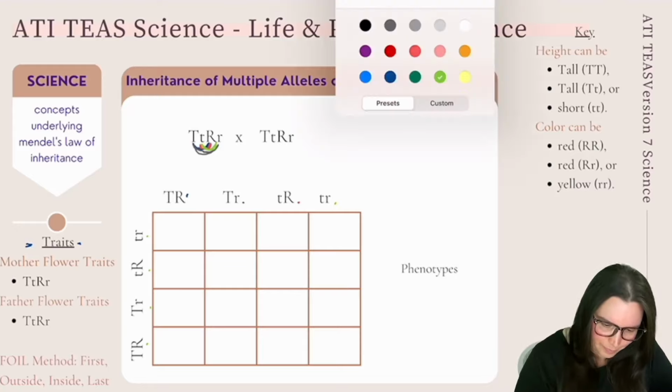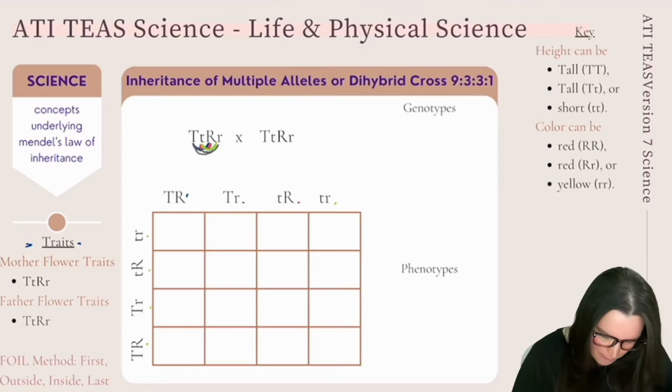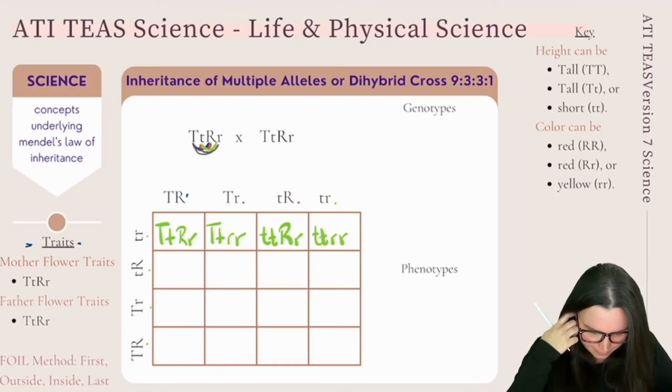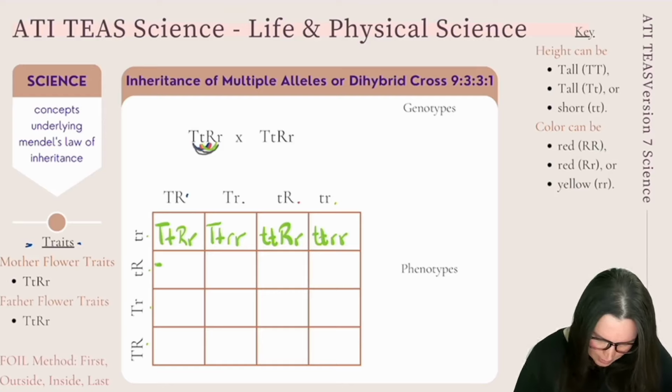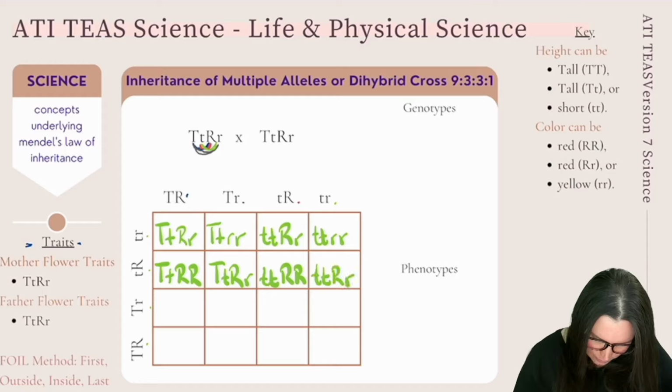Like we did before. So we'll start with green. We have big T, big R, little r. Big T, little r, little t, little t, big R, little r. And then again, little t, little r, little r. Next, we move on to the next one. We've got big T, big R, big R. Big T, big R, little r. Little t, big R, big R. Little t, big R, little r. And then moving on to the next.